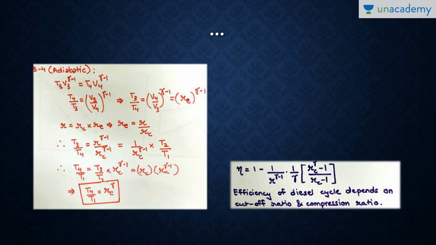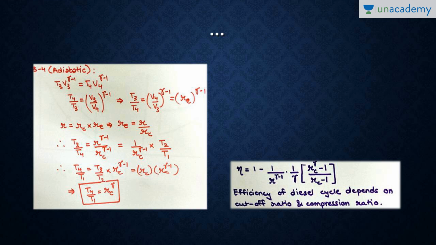So taking 3 to 4 adiabatic, which is T3 V3 raised to power gamma minus 1 equal to T4 V4 raised to power gamma minus 1, and also using this relation which I have already told you, which is very important: compression ratio is equal to cutoff ratio into expansion ratio, so expansion ratio is equal to compression ratio upon cutoff ratio. T3 by T4 is equal to R raised to power gamma minus 1 upon RC raised to power gamma minus 1. This comes from here: T3 by T4 is equal to RE raised to power gamma minus 1. Therefore, T3 by T4 is equal to 1 upon RC raised to power gamma minus 1 into T2 by T1. Therefore, T4 by T1 is equal to T3 by T2 into RC raised to power gamma minus 1. So the final result is T4 by T1 is equal to RC raised to power gamma.